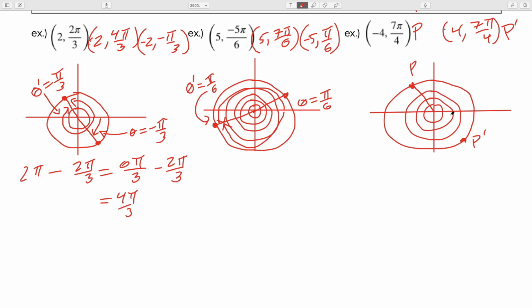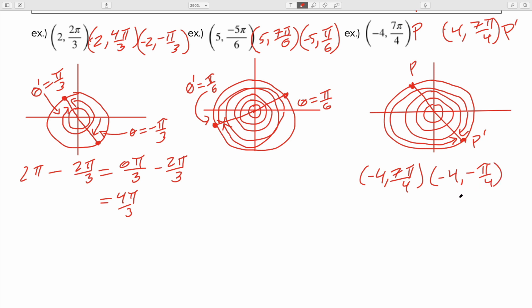Now, a couple things we could do. I did 7 pi over 4. Couldn't I also do negative 7 pi over 4, how far is that? Right? The reason why I got that negative 7 pi over 4 is because I did this angle. Right? But couldn't I just do this angle too? I could do the negative version of that. And yeah, you could. So I could do negative 4 comma negative pi over 4.